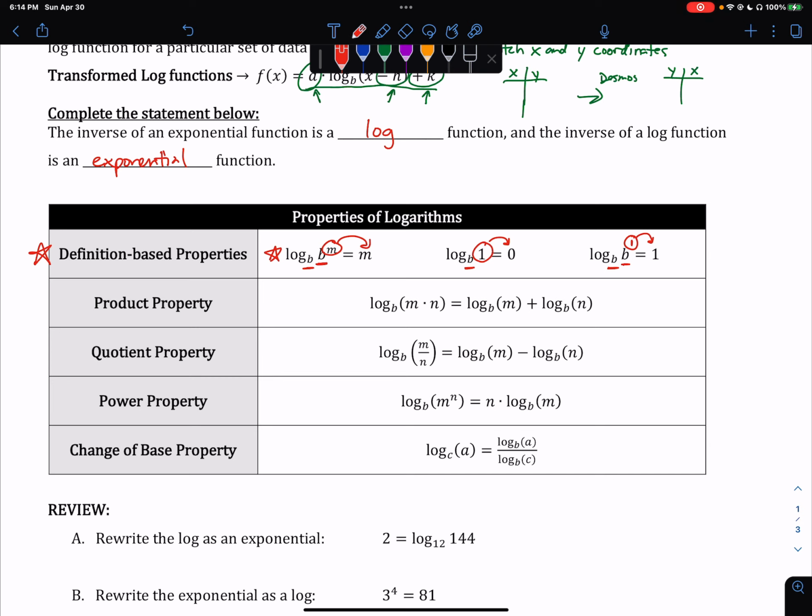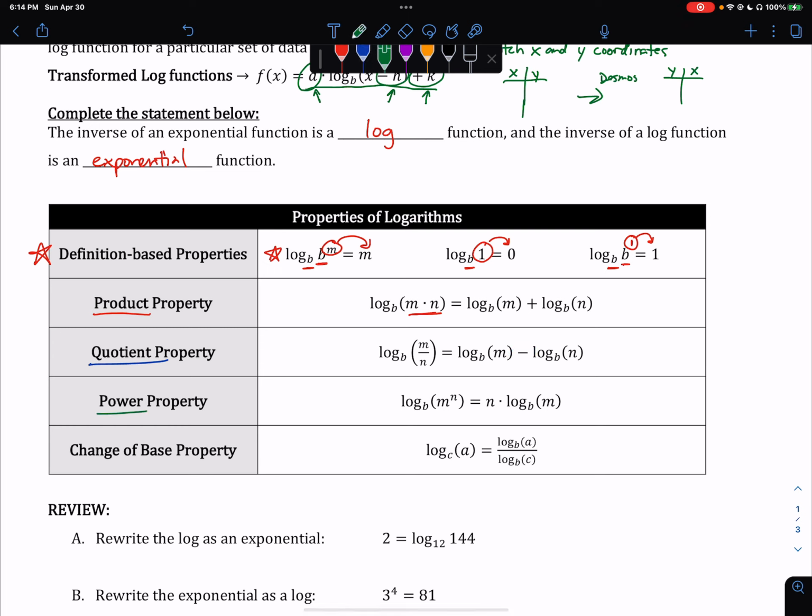We then have the product property. Remember, product refers to multiplying. So when we multiply, we can separate and add. The quotient property refers to dividing. So whenever we divide inside of the parentheses, we can separate and subtract.